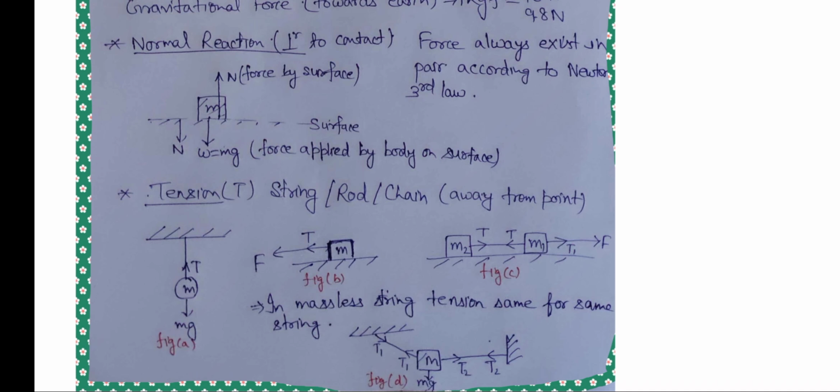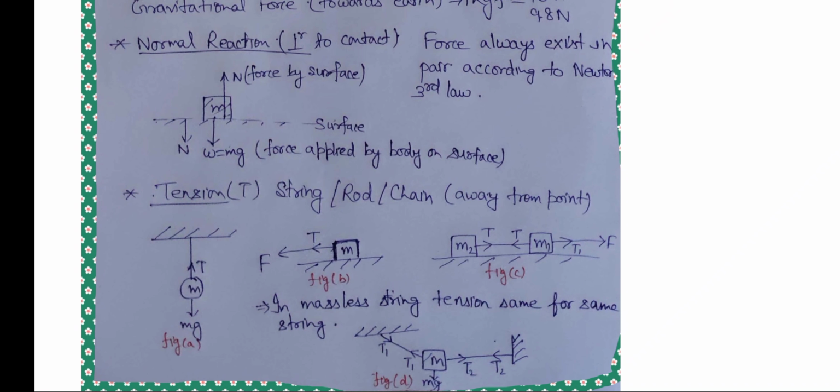These are the same because the same string is used here in figure C. So in this way we can draw our FBD diagram. One important point is written here: in a massless string, the tension is the same for the same string, as we had discussed.